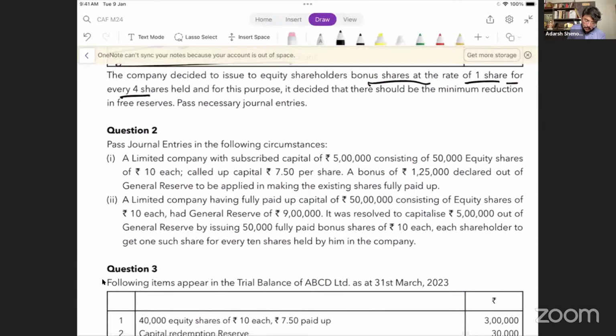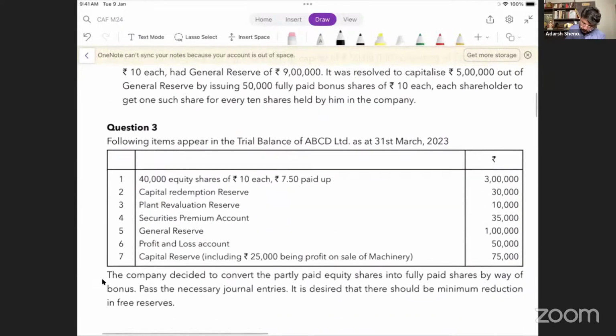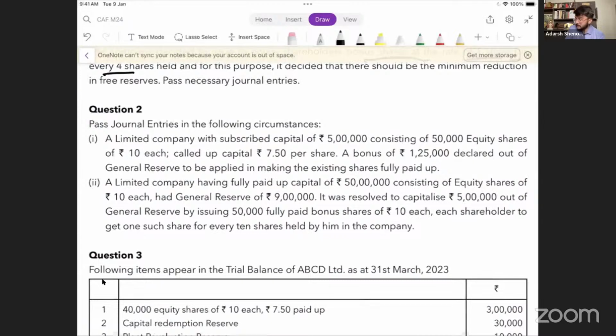Next. Pass journal entries in the following circumstances. Question number 2. This is also there in the ICAI material. You can tell me the question number once you find it. A limited company with subscribed share capital of 5 lakhs consisting of 50,000 equity shares of rupees 10 each. Called up capital 7.5 per share. A bonus of 1,25,000 declared out of general reserve to be applied in making the existing shares fully paid up.